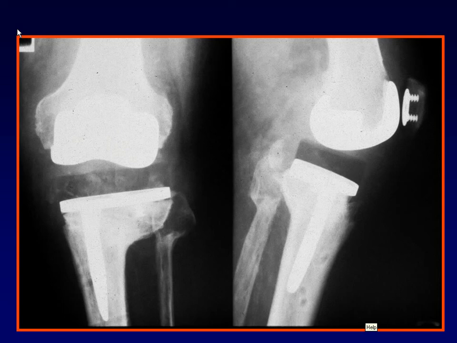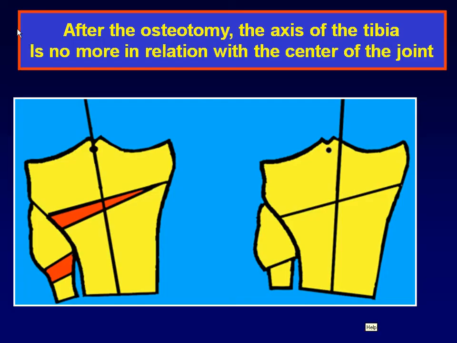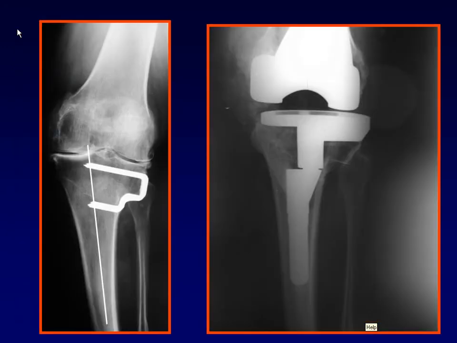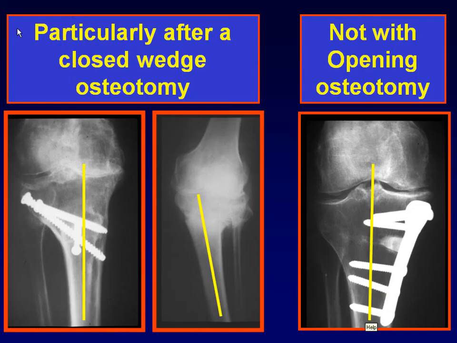It was necessary to have a special device to treat these patients. This is avoided with an opening wedge osteotomy, because after closed wedge you remove bone and you have the disruption of the lateral cortex on the tibia and some problems with arthroplasty later. And this is another example after closed wedge osteotomy. You have to use a special device. So this problem does not exist after an opening wedge osteotomy.